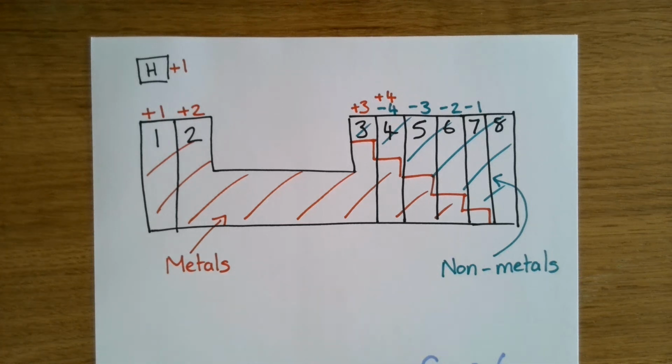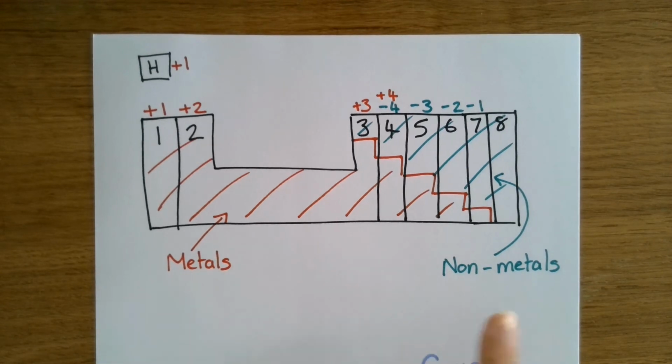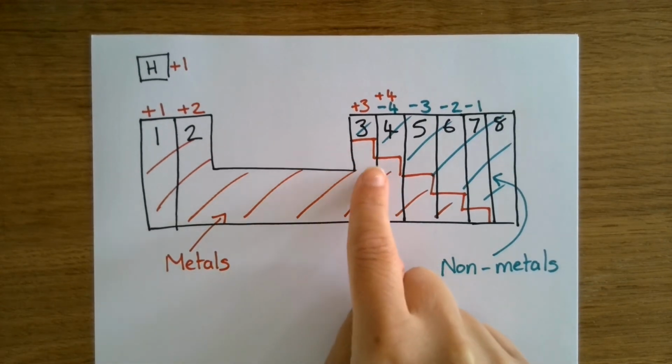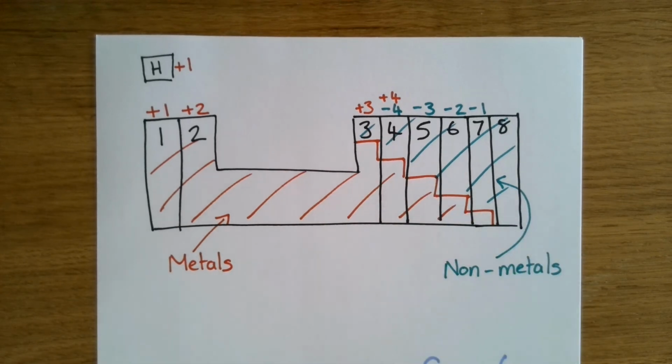So this is a lesson on ionic bonding, and for ionic bonding you need to start with the periodic table. Hopefully you already know that the periodic table can be separated into metals and non-metals by this staircase, and that when you are looking at the periodic table you can find out an awful lot of information about each atom on the periodic table.